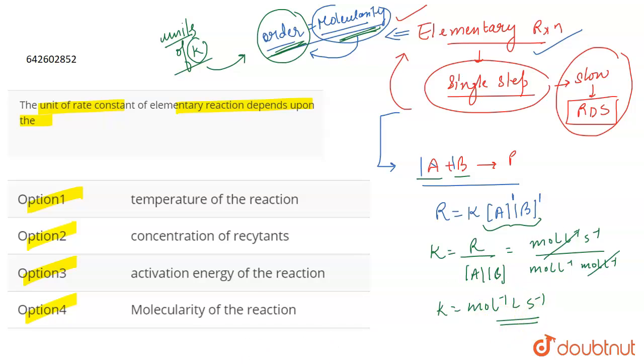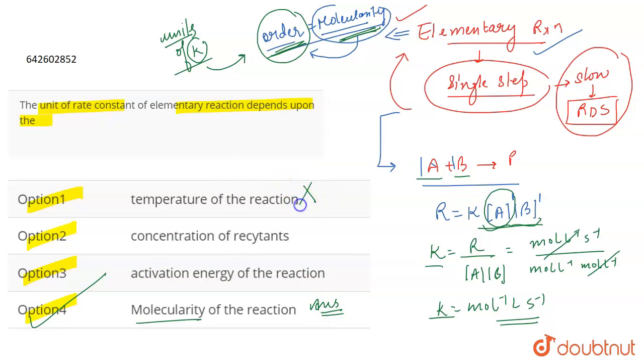So basically, the units of K depend upon the order of the reaction. If there would have been only one concentration term, then the unit of K would have been different. So the unit of K depends upon the molecularity of the reaction, right? Because molecularity determines the order, and then order is responsible for the units of K. So the correct answer for this question is going to be option 4, right?